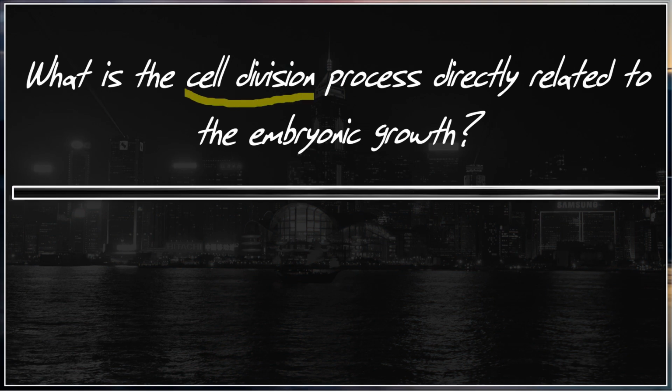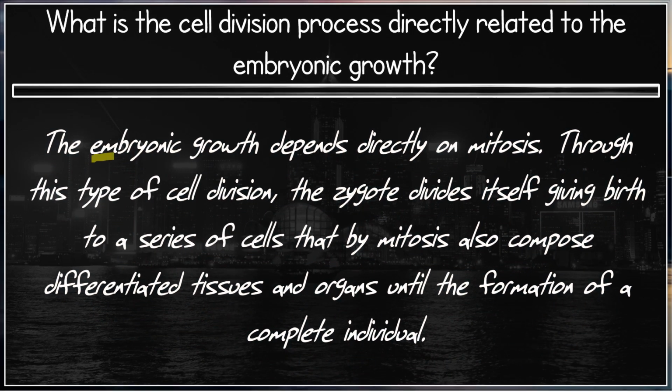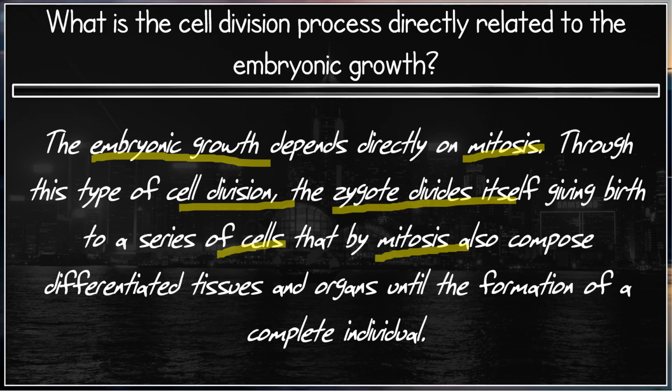What is the cell division process directly related to embryonic growth? Embryonic growth depends directly on mitosis. Through this type of cell division, the zygote divides itself, giving birth to a series of cells that by mitosis also compose differentiated tissues and organs until the formation of the complete individual.